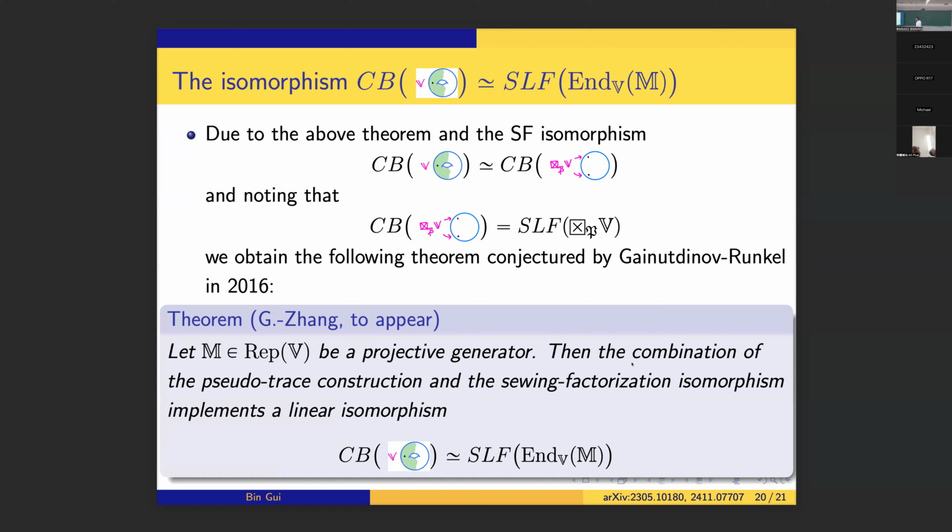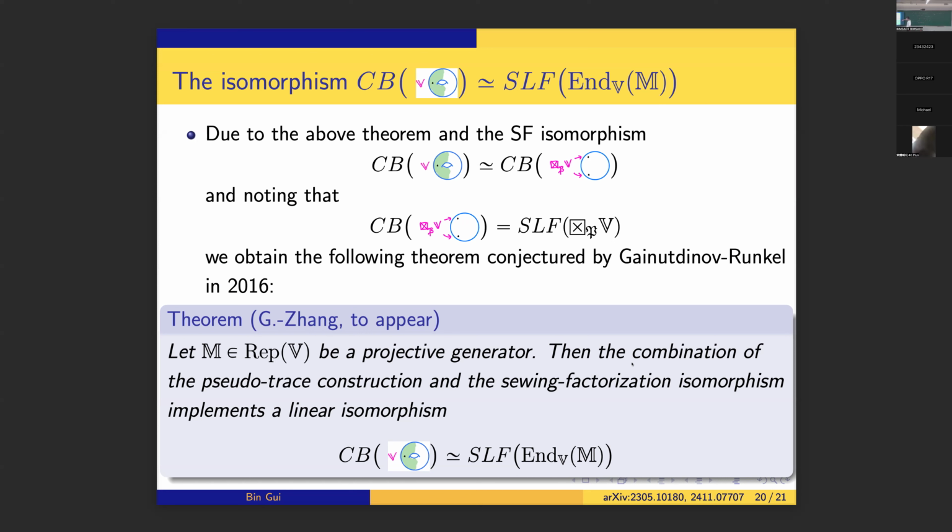Okay, so now we can combine all the previous results to relate the space of torus conformal blocks to the space of symmetric linear functionals on the endomorphism algebra. First of all, recall that the Sewing factorization theorem tells us that the space of torus conformal blocks is equivalent to the space of conformal blocks associated to the sphere with two marked points and the module box tensor V.